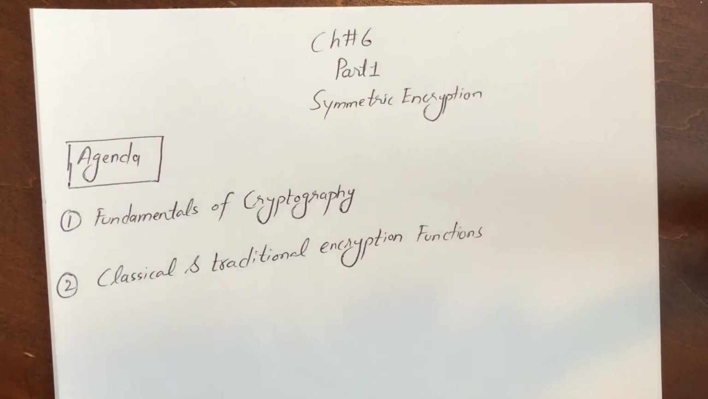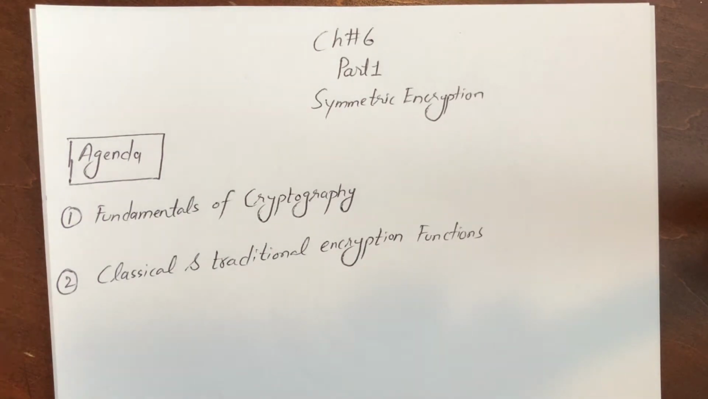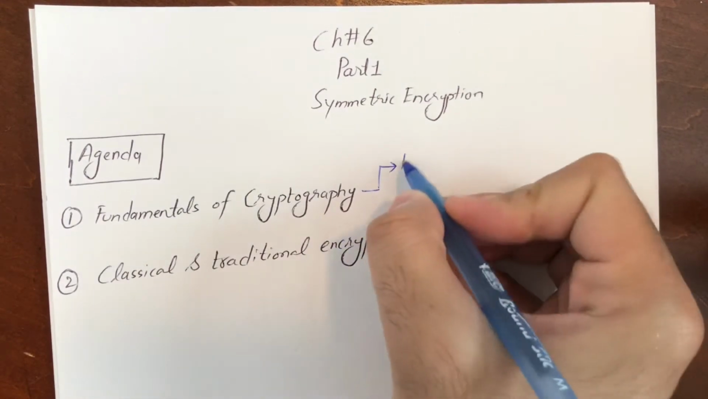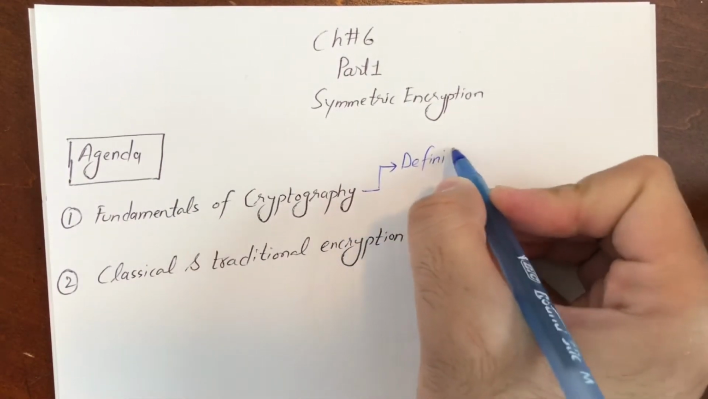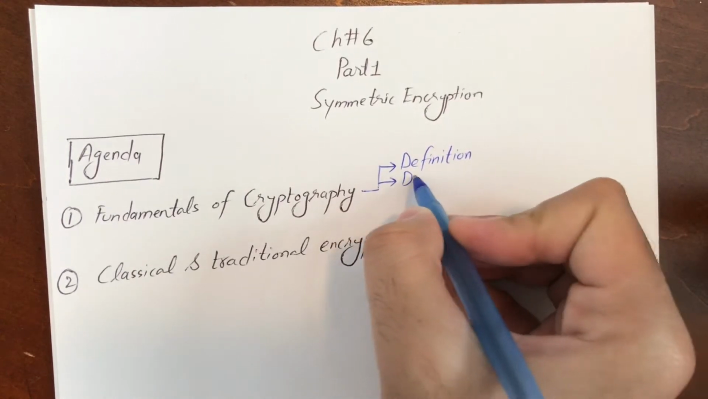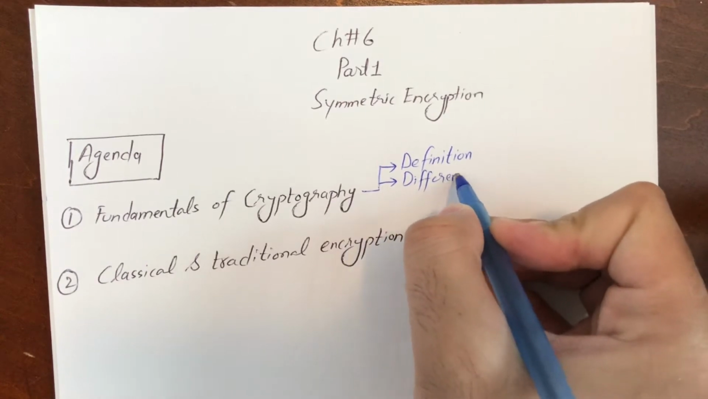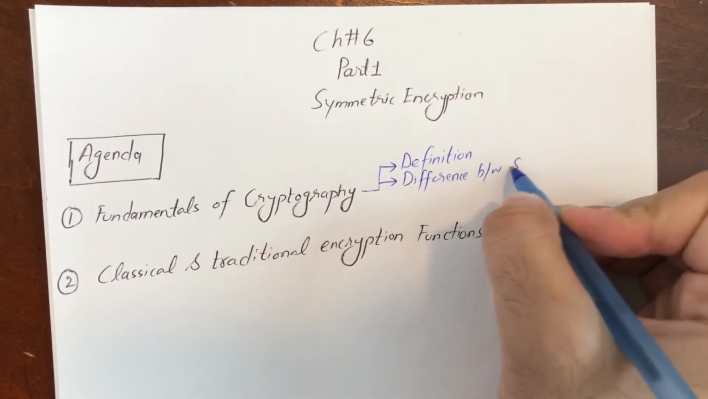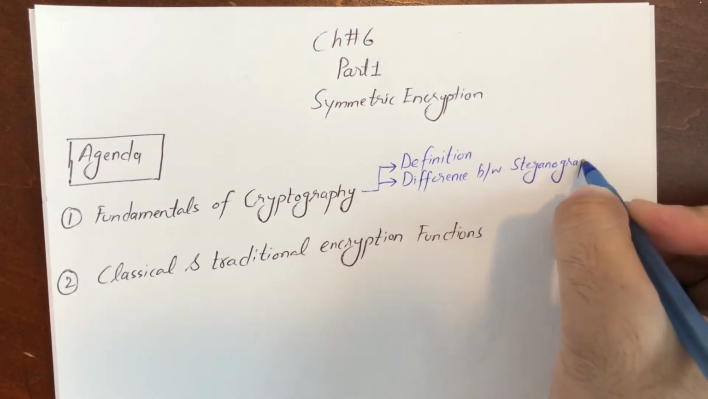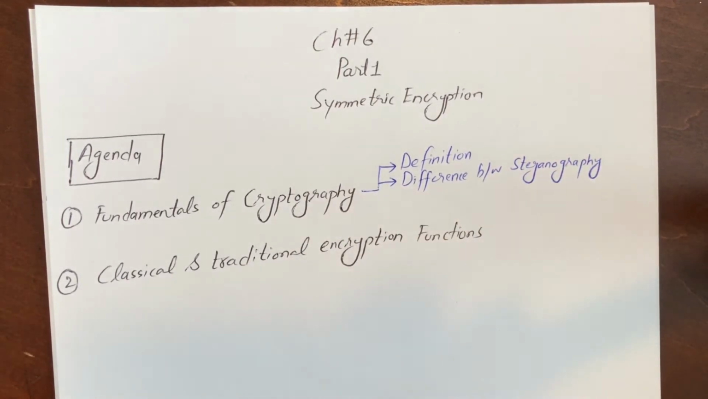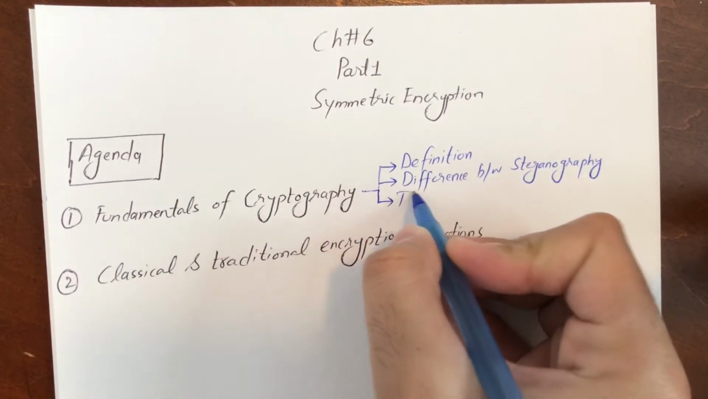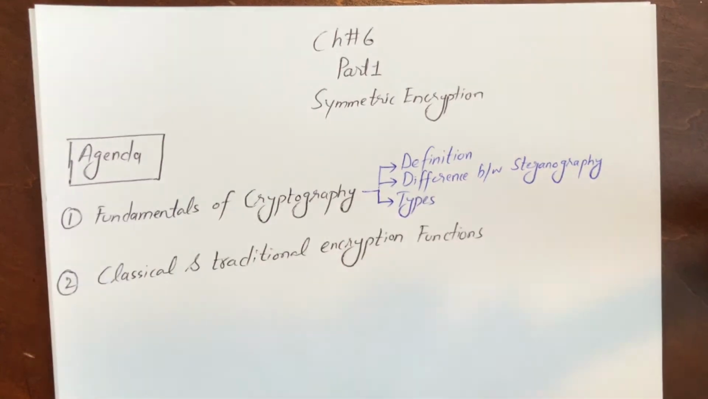First is we'll talk about the fundamentals of cryptography, and specifically we have three things to discuss. Firstly, we'll start with the definition of cryptography. Then we will talk about the difference of cryptography with steganography. So it's basically a common misconception. Some people think steganography and cryptography both are the same thing. We'll talk about it. Thirdly, we'll discuss types of cryptography in detail.